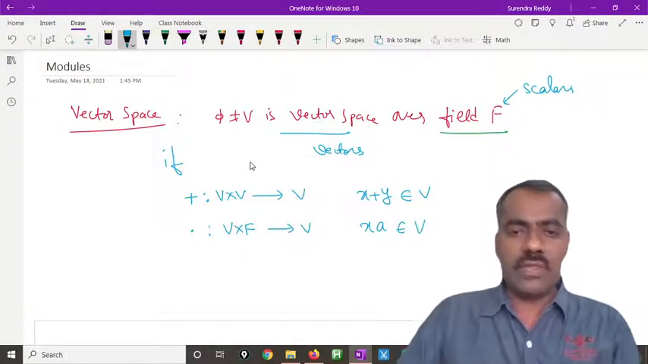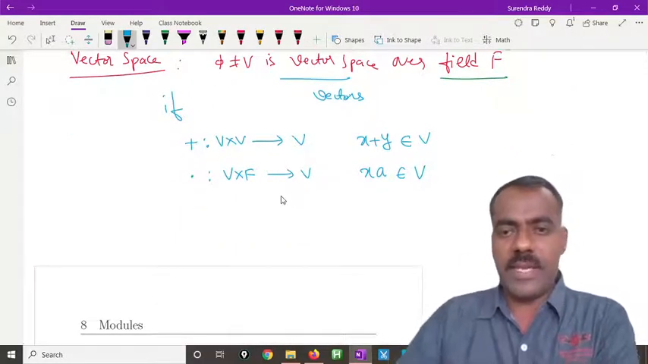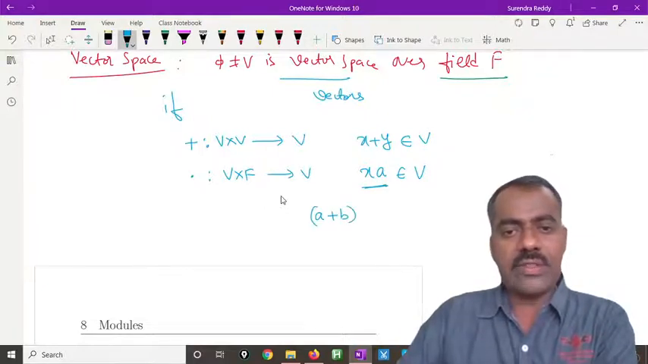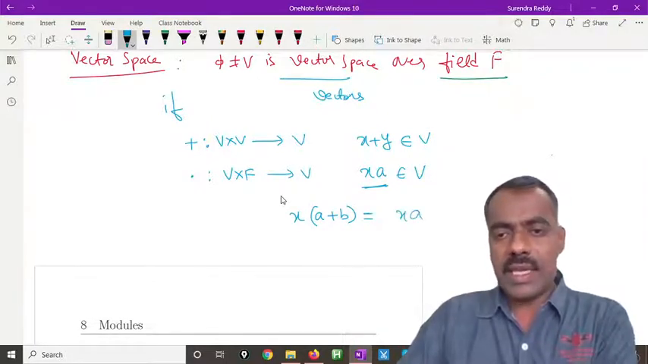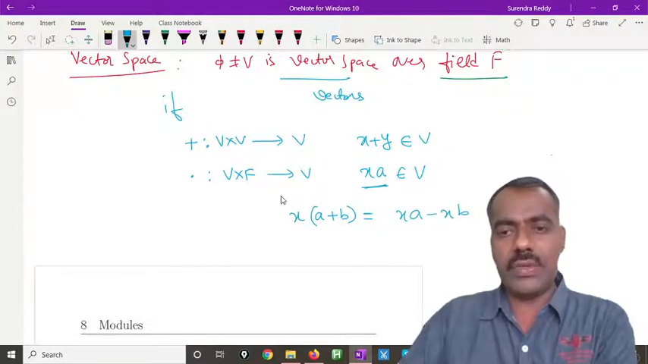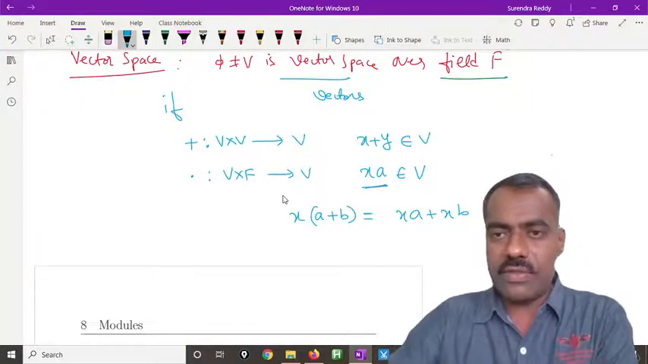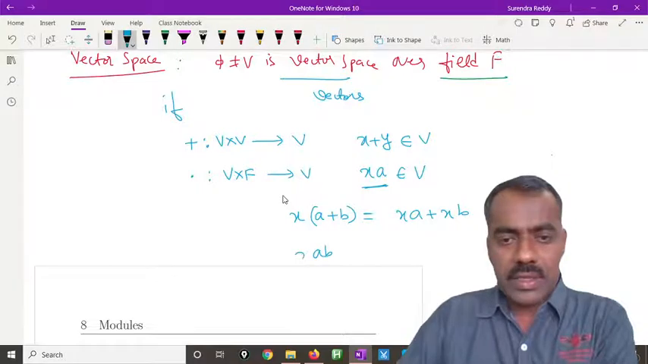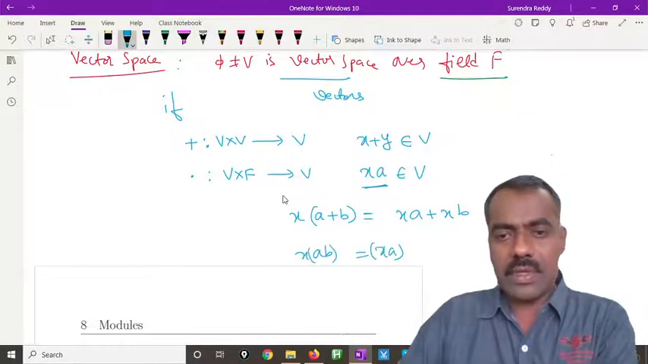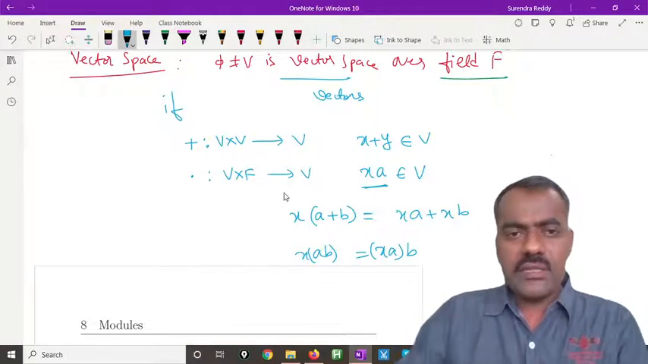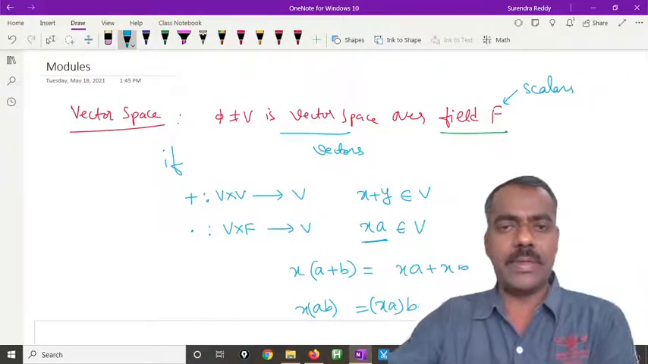So with respect to these two operations, because it is a field, if you take two elements a and b from the field F, then what can you say about this? This should be the same as, as we can expect, you take xa and xb, these two are elements of V, then you add them. Similarly, because it's a field, you can multiply two elements also. This should be the same as x times a times b, and other properties as well. So if these conditions are satisfied, then we say it is a vector space over a field F.